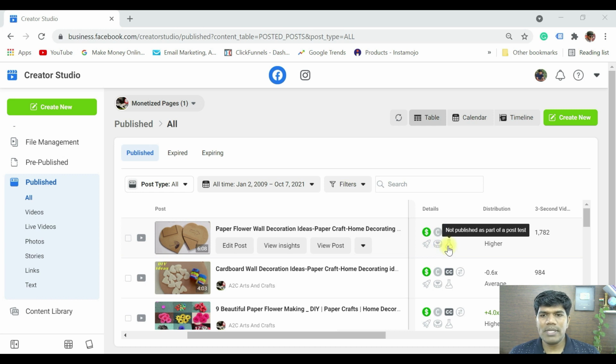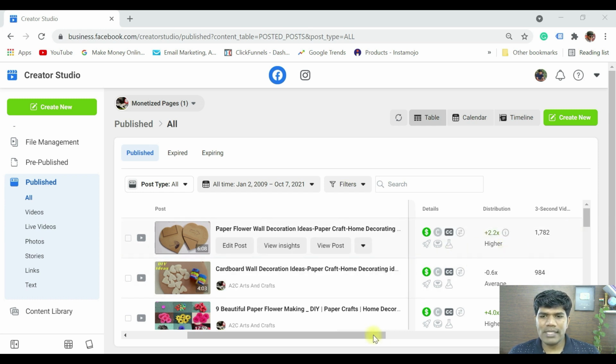Next, not published as part of post test. Facebook also has a feature where it is going to test 4 variants of a post, and based on that it can post one variant which is going to really perform well. That's what it is indicating, and I have certainly not used that feature. Probably I'll use it in future. If you want to know what exactly that is, just comment below. I'm certainly going to create a video on that as well, right?